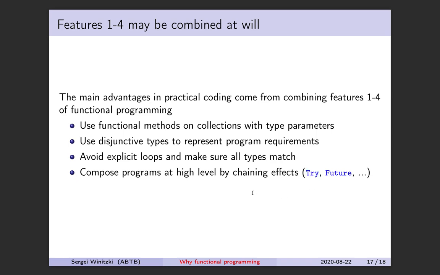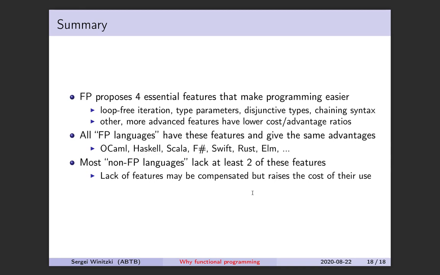So these are the reasons why functional programming gives so much advantage that today many languages want to adopt some of these features: loop-free iteration, type parameters, disjunctive types, and chaining syntax. These are the most beneficial features of functional programming that require the least amount of learning to be able to use. There are more advanced features of functional programming, which I'm not talking about in this tutorial, because these features have a lower cost to advantage ratio. You have to learn more to be able to use those features effectively, but you will use them much more infrequently, with much less advantage that comes from knowing about those features.